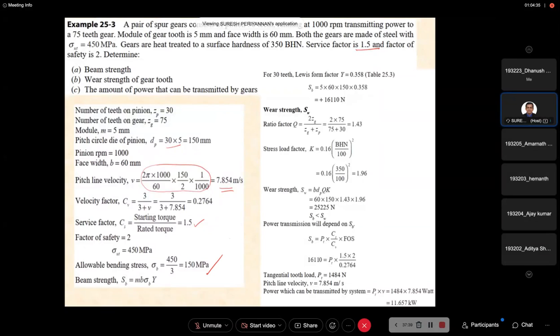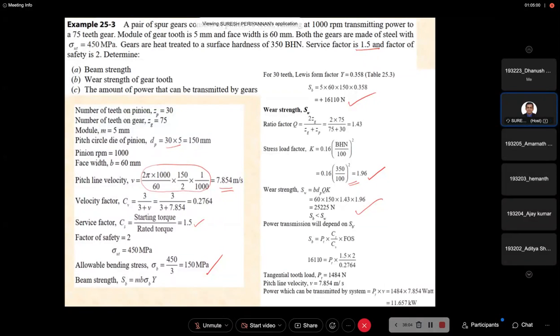Then the beam strength is found like this. It is a simple problem, not a difficult one as compared to the earlier one. Now our Brinell hardness number is also given, 350. From this we find our load stress factor, and then the wear strength of the gear.